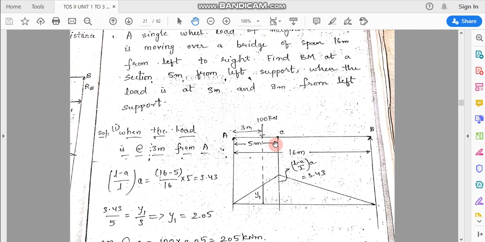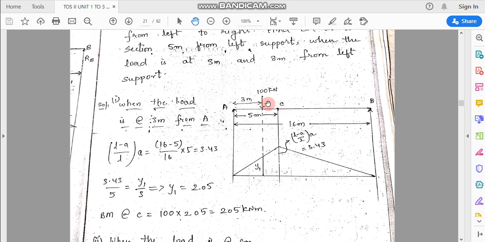Why? Because he is asking us to calculate bending moment at 5 meters, even though the load is at 3 meters, we have to calculate bending moment at this point. So draw the triangle and calculate (L minus A) by L into A, that is (16 minus 5) by 16 into 5. You got 3.43. Now wherever there is the 100 kilonewton, you drop the ordinate and name it as y1. Height by base is equal to height by base, that means 3.43 by 5 is equal to y1 by 3. y1 is equal to 2.05.